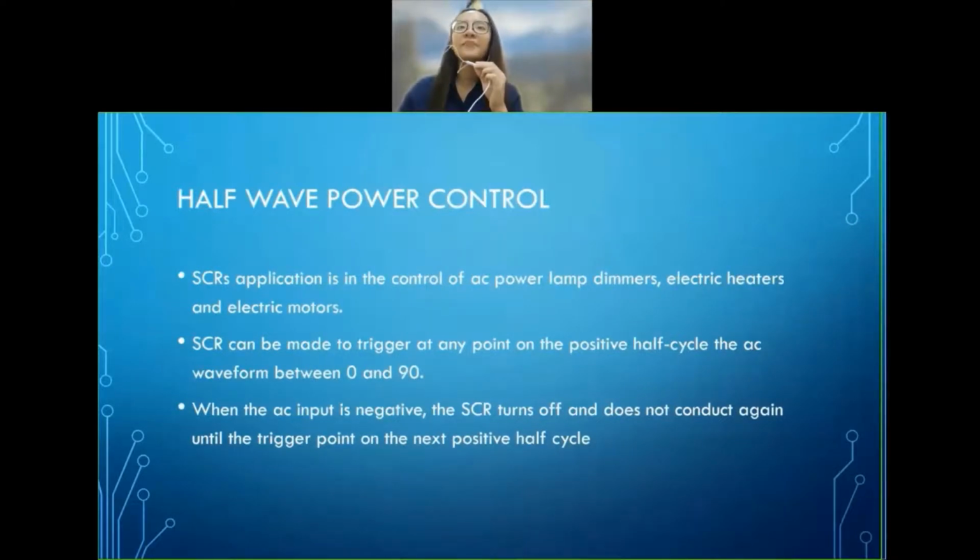And the last one is half wave power control. SCR application is in the control of AC power, lamp dimmers, electric heaters, and electric motors.